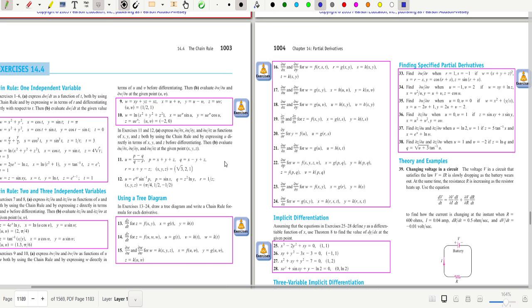So this completes section 14.4. Please try to work out the exercise problems and come up with your doubts. We will arrange a Google Meet for discussing that.